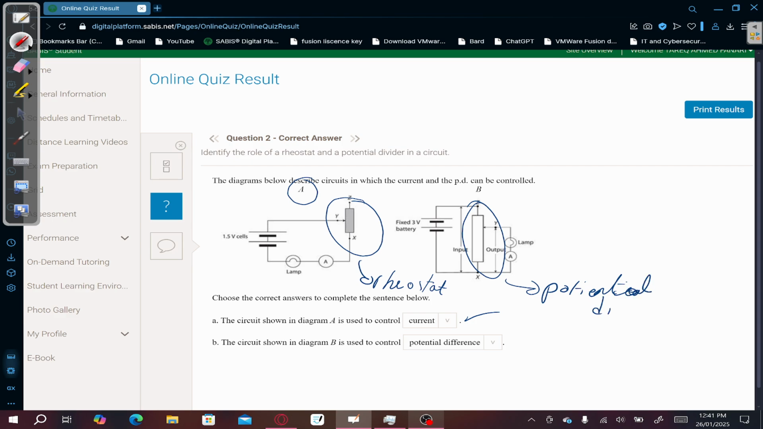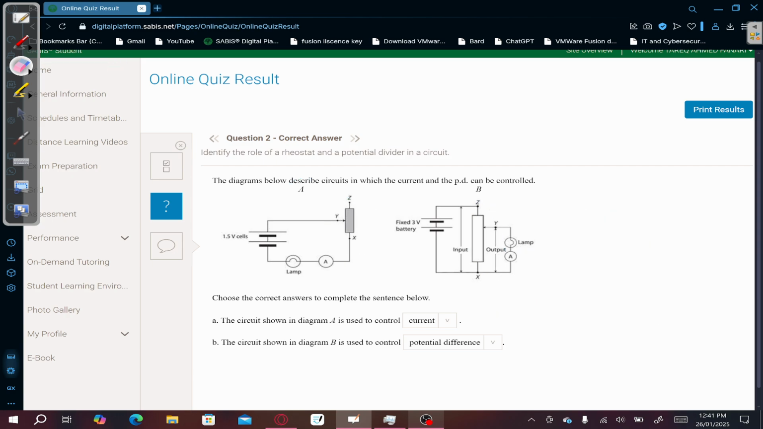Potential divider. Now, you know a voltage is a potential difference. Now you see potential, potential. So this is obviously used to control potential difference. Another way, this is also called, by the way, a potentiometer circuit. Okay, so straight away you can get it from the name, and they only give you two options because it says that one can control current and the other one can control potential difference. So you're obviously going to choose between current and potential difference.